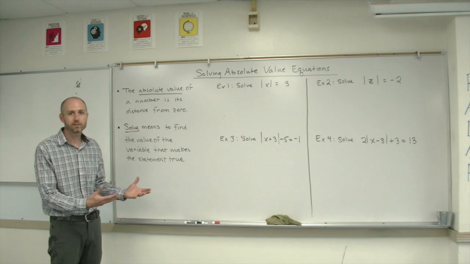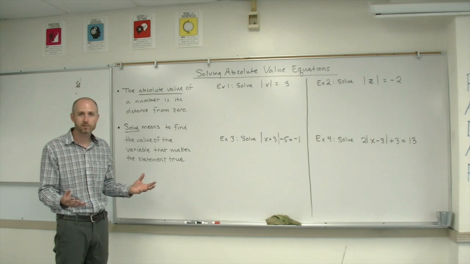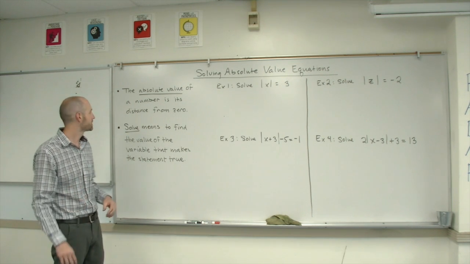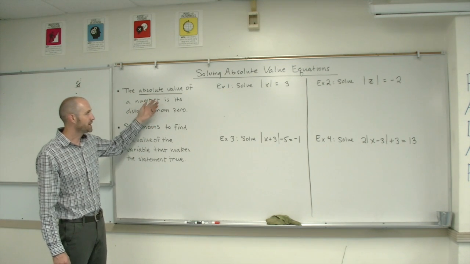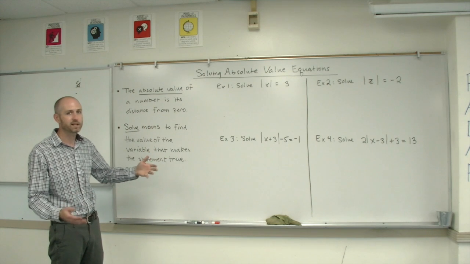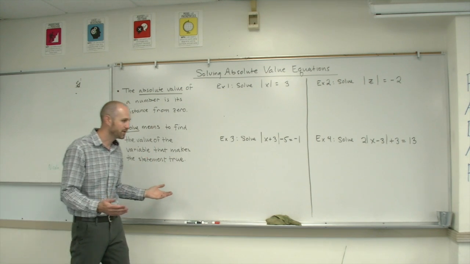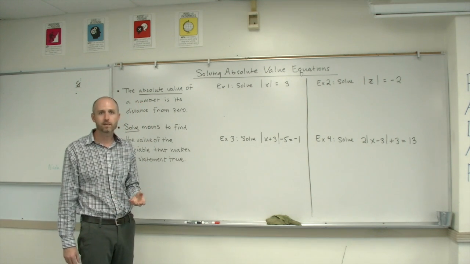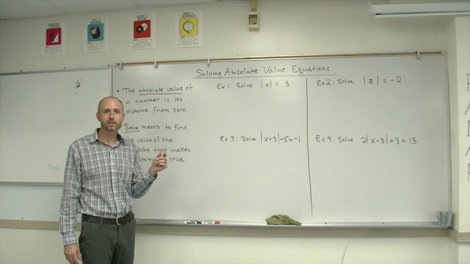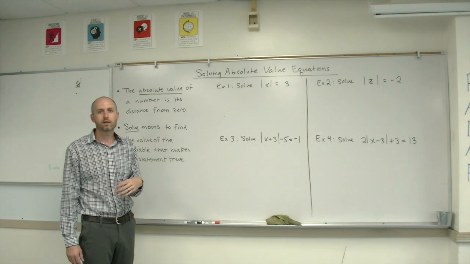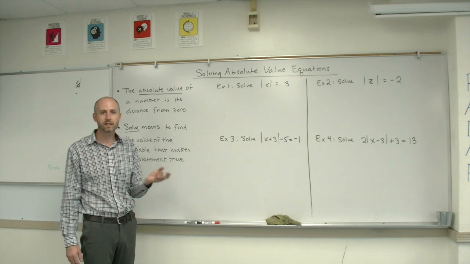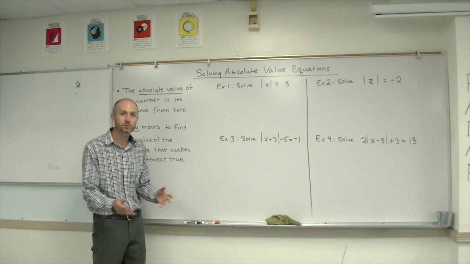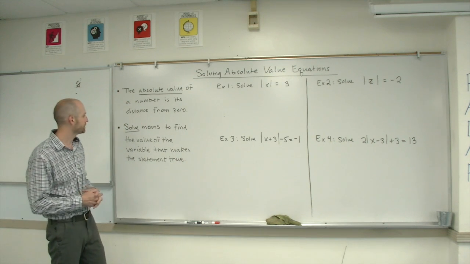So let's talk about some definitions first, because all of mathematics is built off of these really precise definitions. So first of all, what does absolute value mean? The absolute value of a number is its distance from 0. So for example, the absolute value of 4 is 4 because 4 is 4 units away from 0. The absolute value of negative 3 is 3 because negative 3 is 3 units away from 0. This was all covered in that previous video that I referred to.